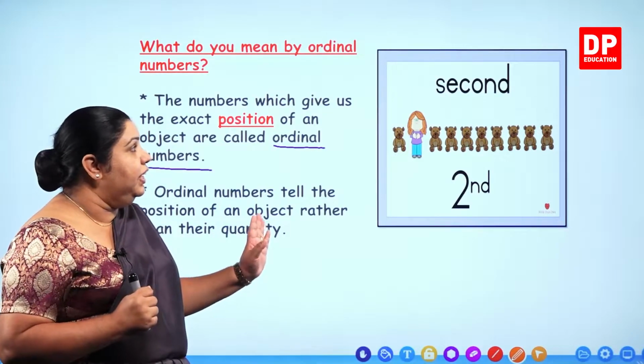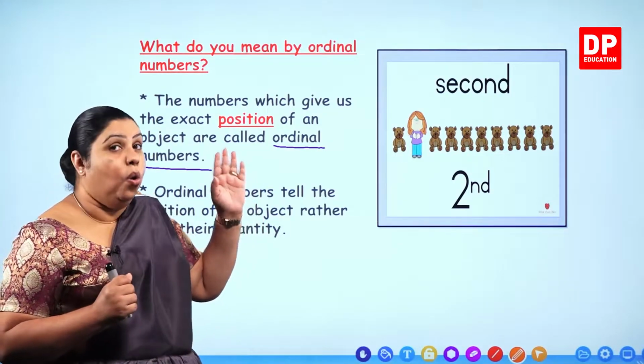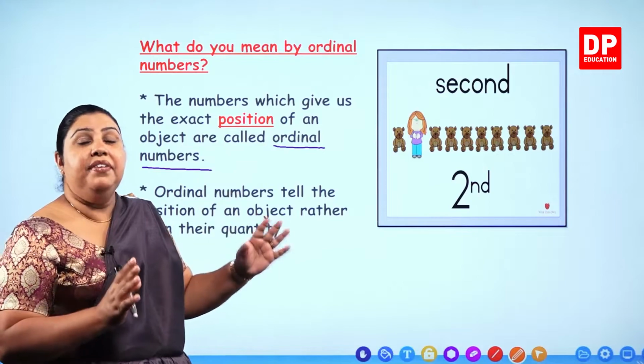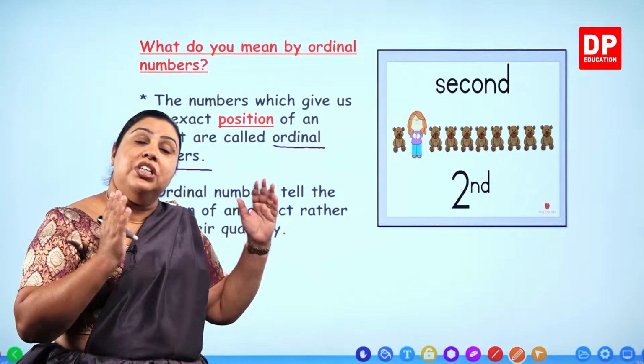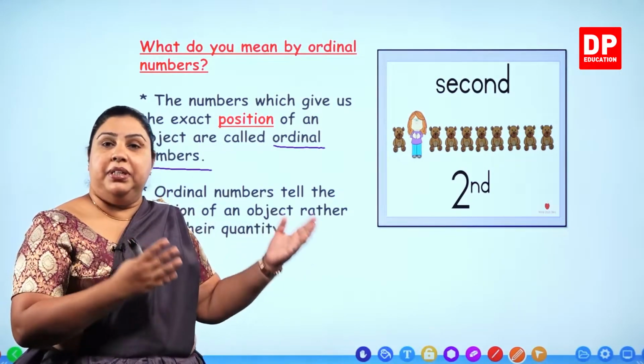So when we talk about the ordinal numbers, they will tell you what the position is of that person or the object.